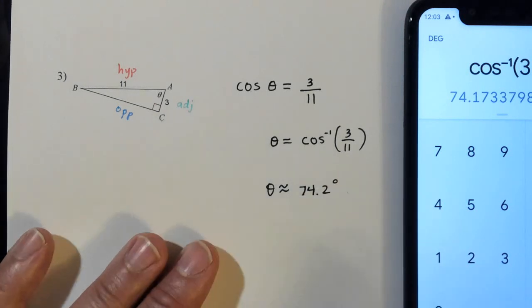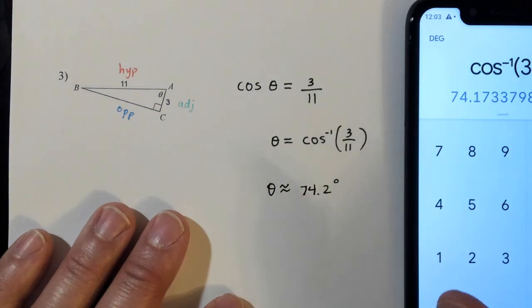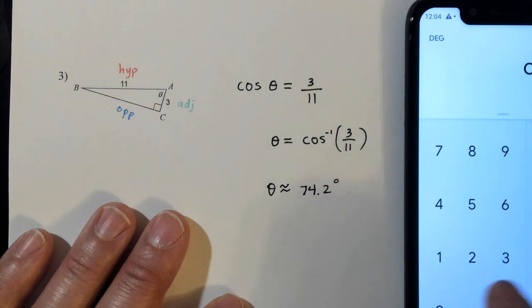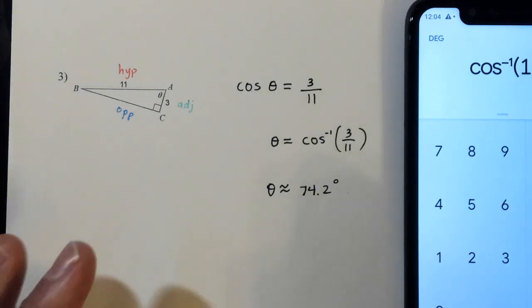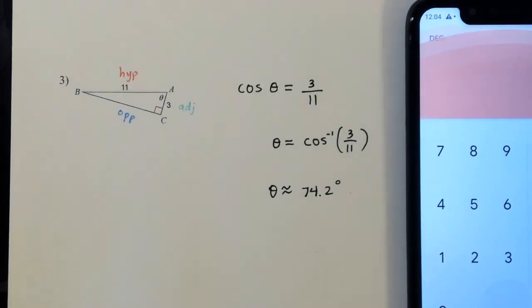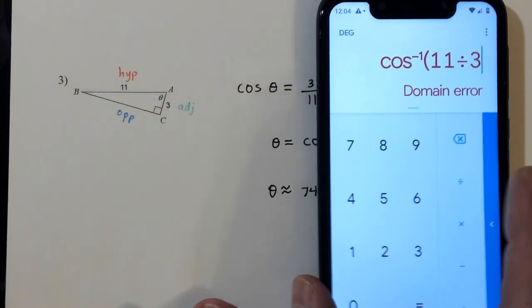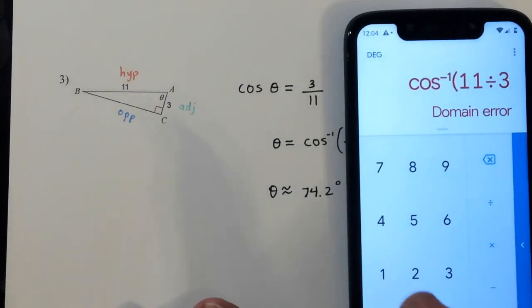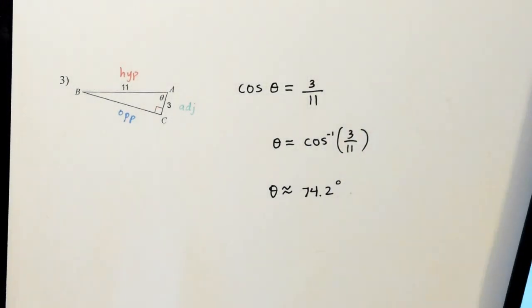74.2 degrees. And what would happen if you accidentally have your fraction upside down? Let's see. My guess is it'll say error. Nope, that's not my guess. I know for a fact. And you will learn why when we do something called unit circle, why I can tell without even pressing the button the calculator is going to say error. Whoop, whoop. Domain error. So, that's it. You should be able to do the assignment. Good luck.